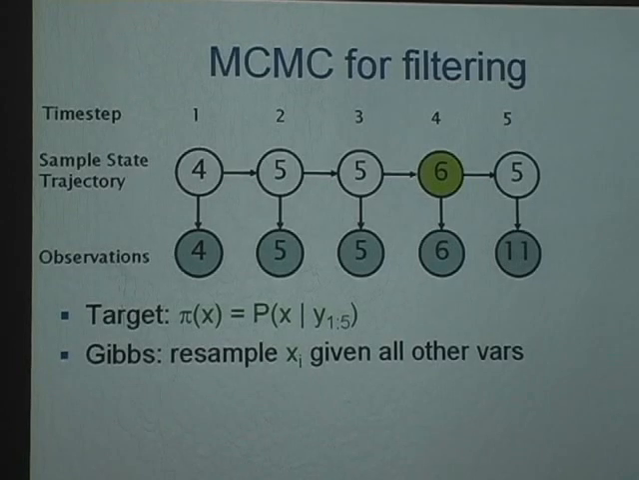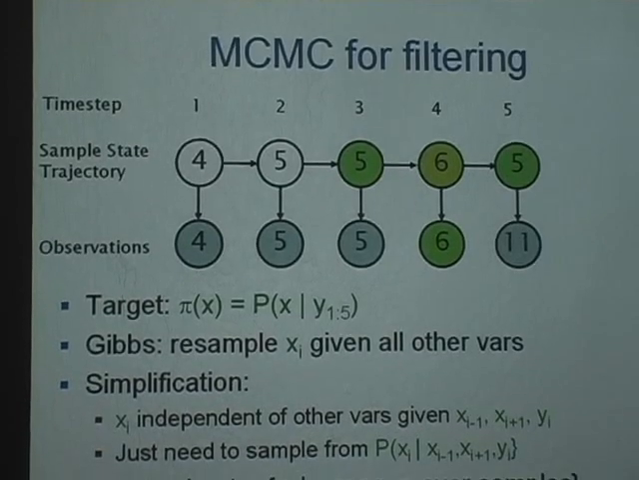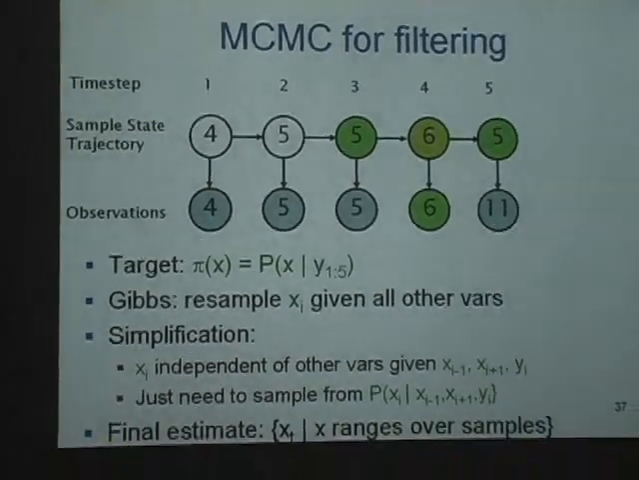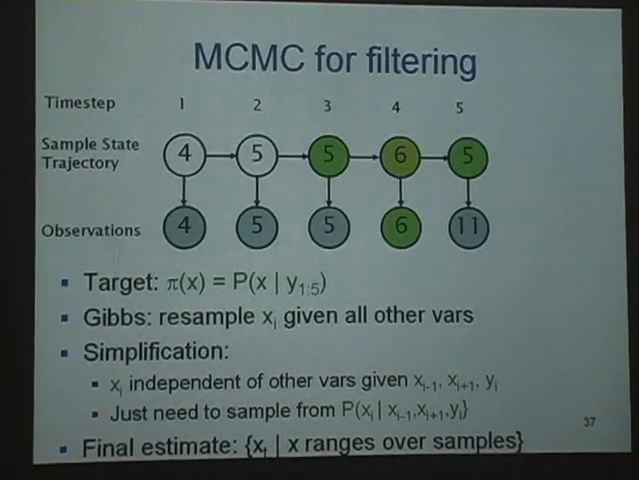Now, one optimization we can make right away is that although it looks like we have to compute the conditional distribution of that hidden state given everything, in fact, because of the Markovian assumption, it only depends on the previous and next hidden state and on the current observation, so just those three variables. So computing that sampling distribution is not bad in that sense. So that's good. And then what we're going to be doing is running Gibbs sampling, getting a sequence of state trajectories.